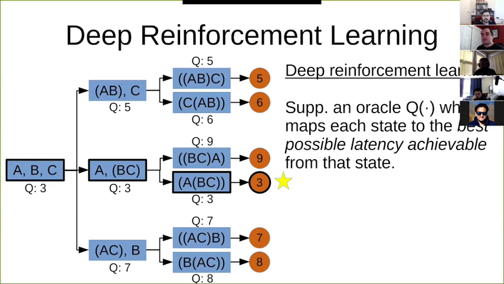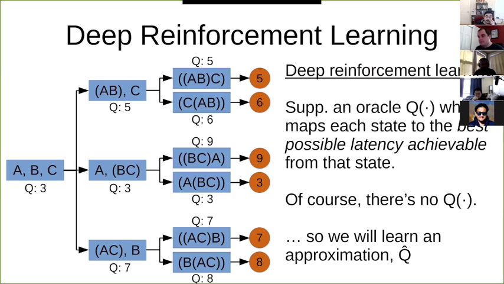If I had such a Q function, all I would have to do is look at all of the children of a particular state, say, hey, which one of you has the best Q value, the lowest Q value, and then I would pick that, right? And this search would be super simple, linear, or quadratic, because you have to expand each child. Would be very nice if we had it, but of course, we don't have such a Q function. But what we can do is learn an approximation of the Q function, which we'll call Q hat.